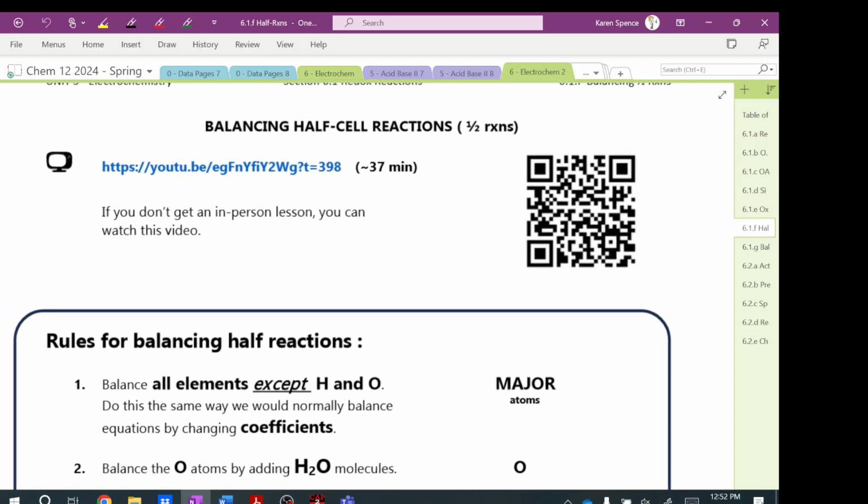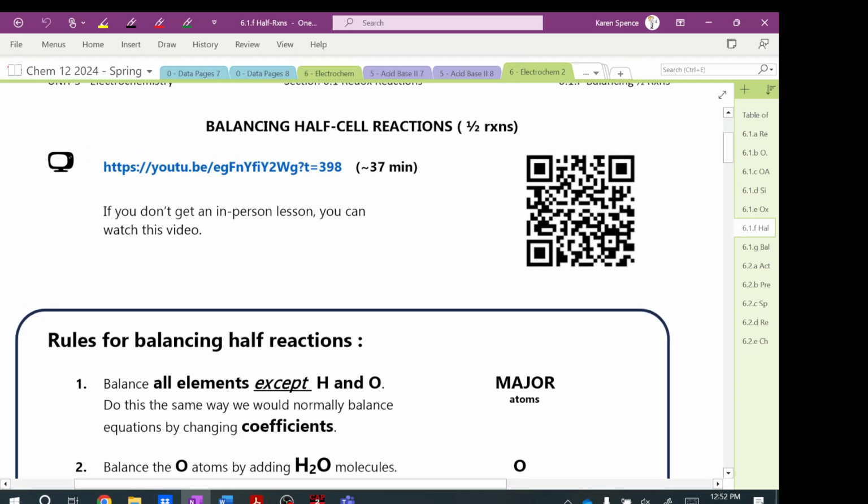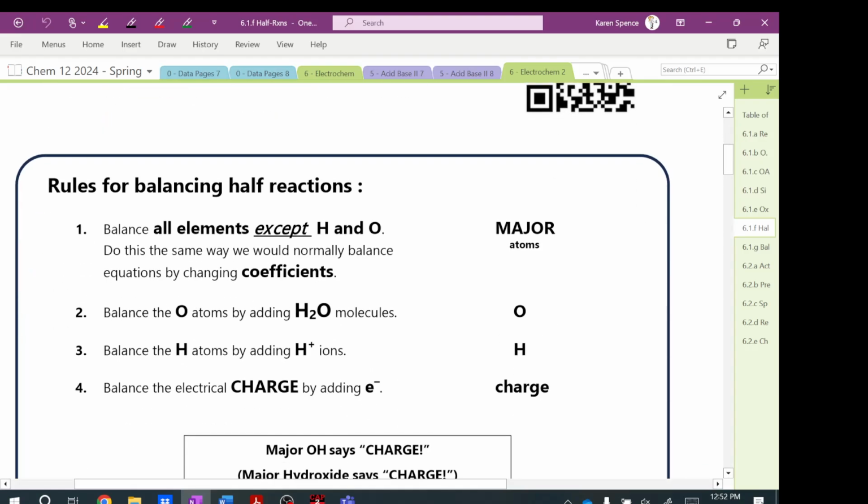Okay. Balancing half reactions. This is our next skill. This is an easy skill as long as you learn it. Okay? Follow the rules. If you don't learn the rules, it's a hard skill. If you learn the rules, super easy skill. Okay? They're like free marks. But if you don't learn it, it's like throwing marks away. Don't want a 4 out of 4? No, thank you. Okay? So here's our rules.